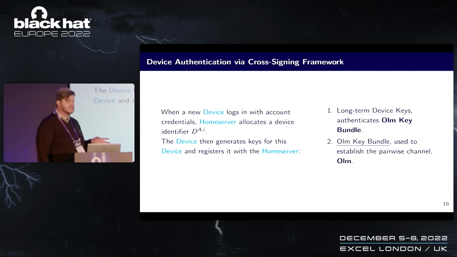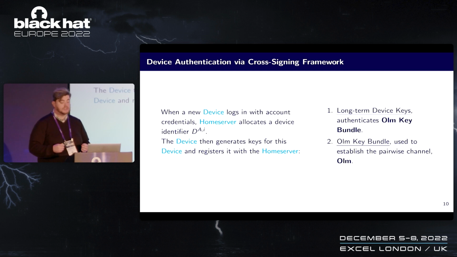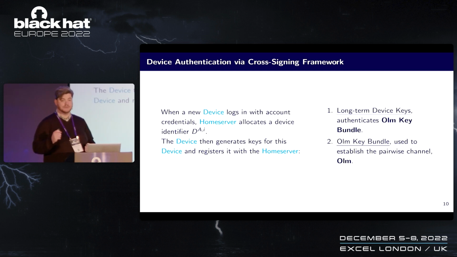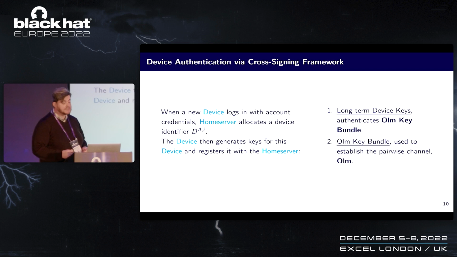So, Matrix is a device-oriented group messaging protocol. So how is this established? Well, whenever Alice has a new device that she wants to be able to communicate with other users in her room, she's going to log on to the home server with its account credentials, and this is important, the home server is going to allocate that device a device identifier. That's going to be used as a vector in one of our attacks.